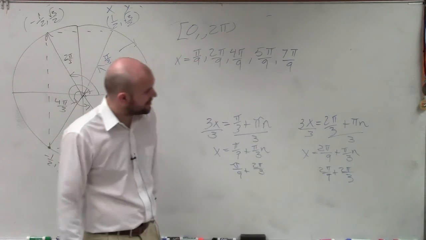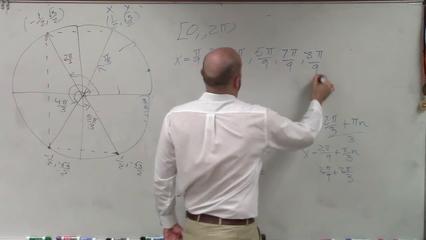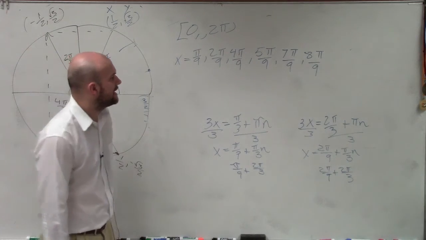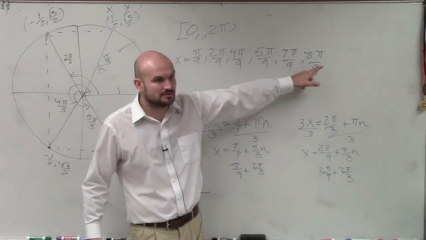Multiply to get common denominators. So that'd be 6. So that'd be 8 pi over 9. All right. And again, we can just continue this all the way up until 18 pi. Yes?